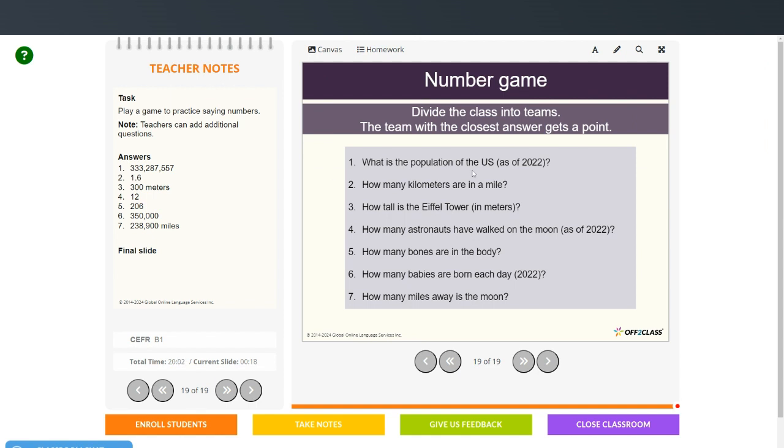So the population of the U.S. as of 2022 was 333,287,557. How many kilometers are in a mile? 1.6. How tall is the Eiffel Tower in meters? It's 300 meters. How many astronauts have walked on the moon as of 2022? There have been 12. How many bones are in the body? 206. How many babies are born each day as of 2022? 350,000.